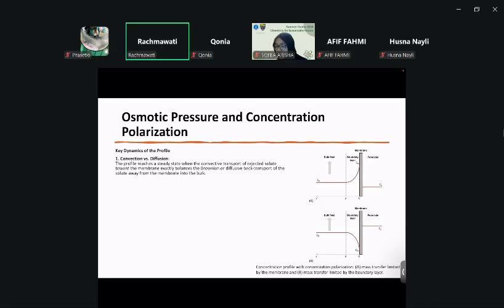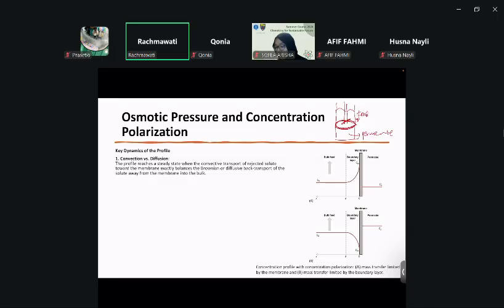So I'm going to draw a schematic. For example, you have a cell. Suppose you are using a round membrane, something like this. This is the feed. Let's say this is the permeate. And then you have a convection over here, which can move around.